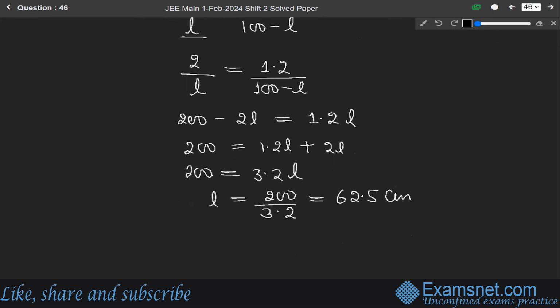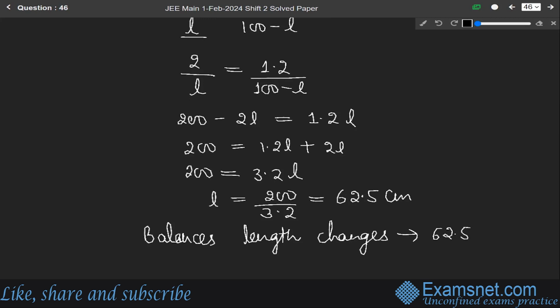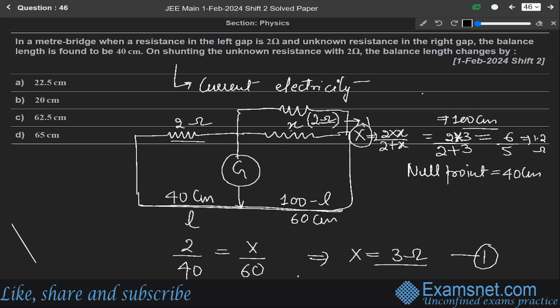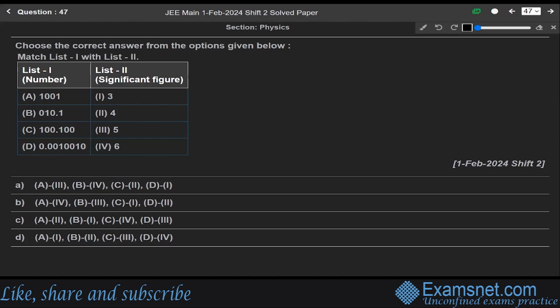Now the question asked about the balance length change. At first it is 40 centimeter, so 62.5 minus 40 equals 22.5 centimeter. So the balance length changes by 22.5 centimeter. That is option A, the correct answer.